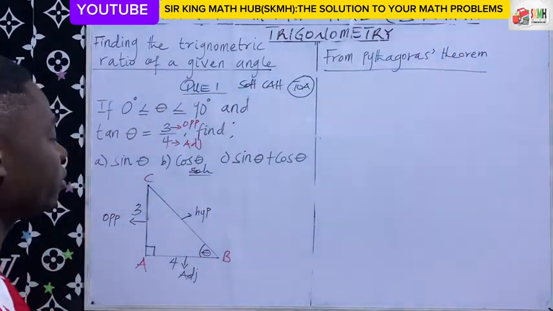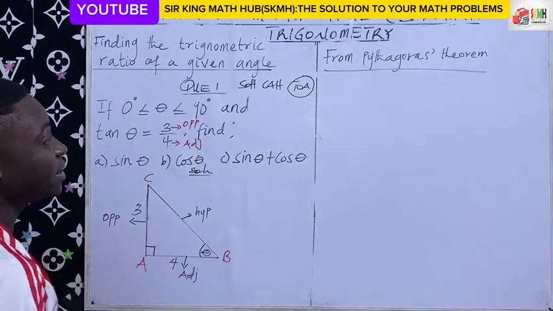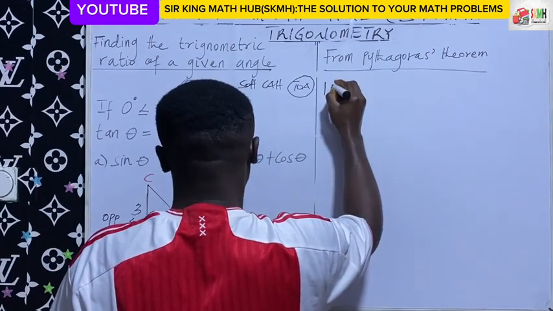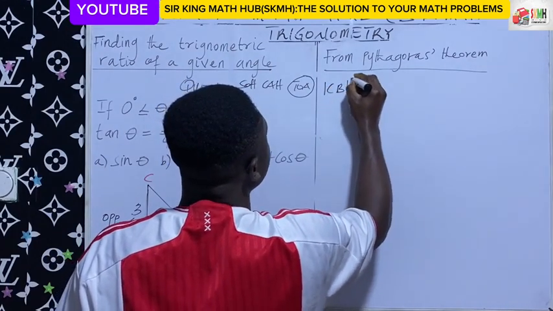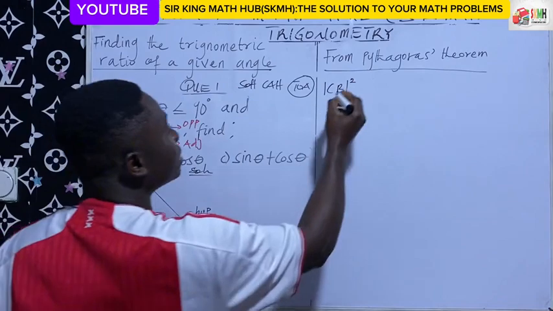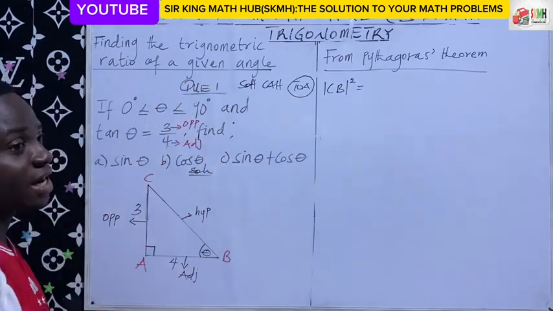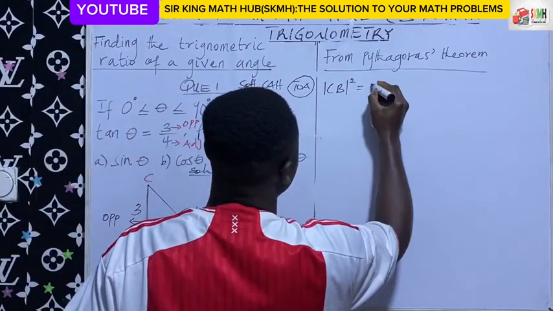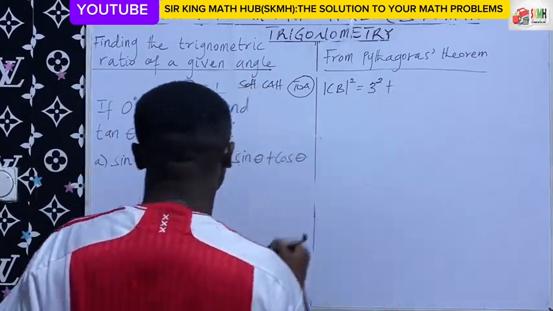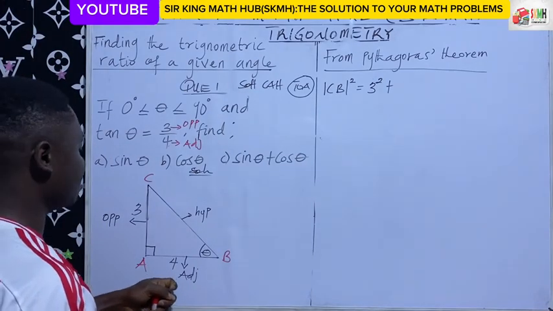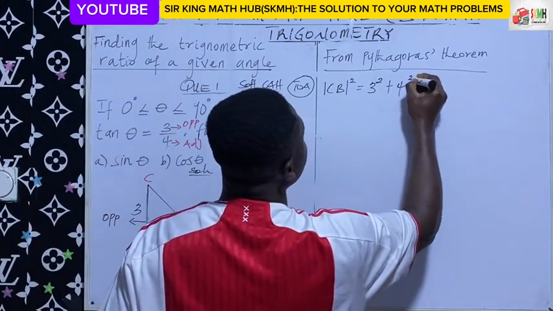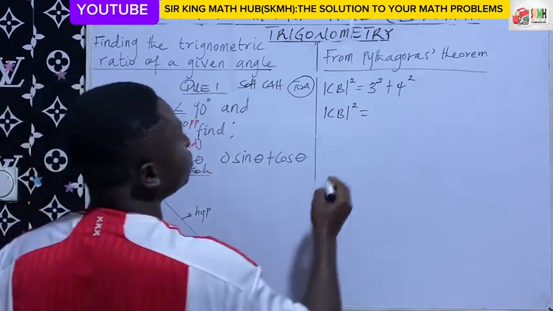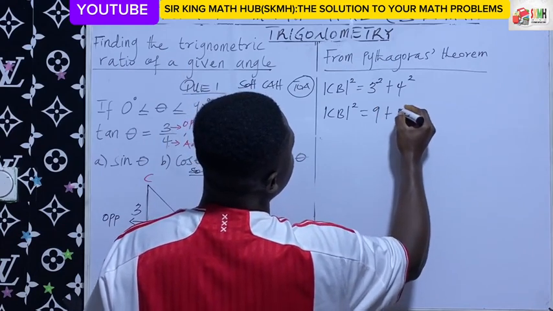So from Pythagoras theorem, we know that the length of the hypotenuse, so I'm calling the length of the hypotenuse as line CB, so the length of the hypotenuse squared is equal to the sum of the squares of the other 2 sides. So what is the length of the opposite here? 3. So 3 squared plus, what is the length of the adjacent here? 4. So 4 squared. So we have CB squared is equal to 3 squared is 9, and then 4 squared is 16.